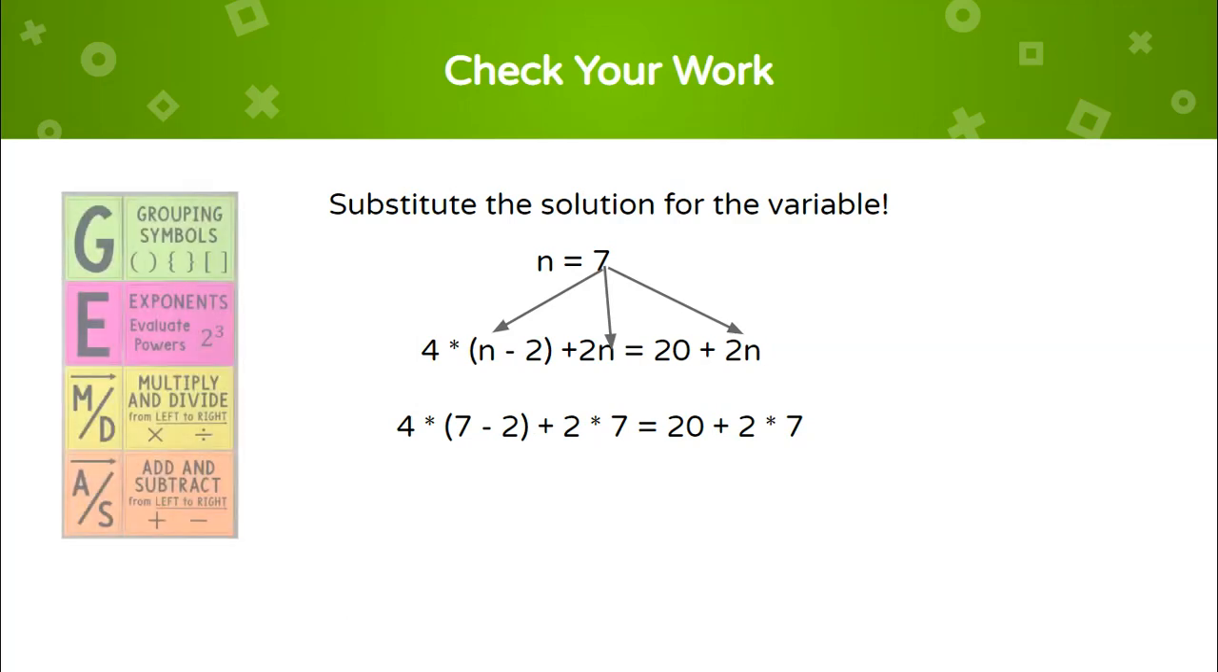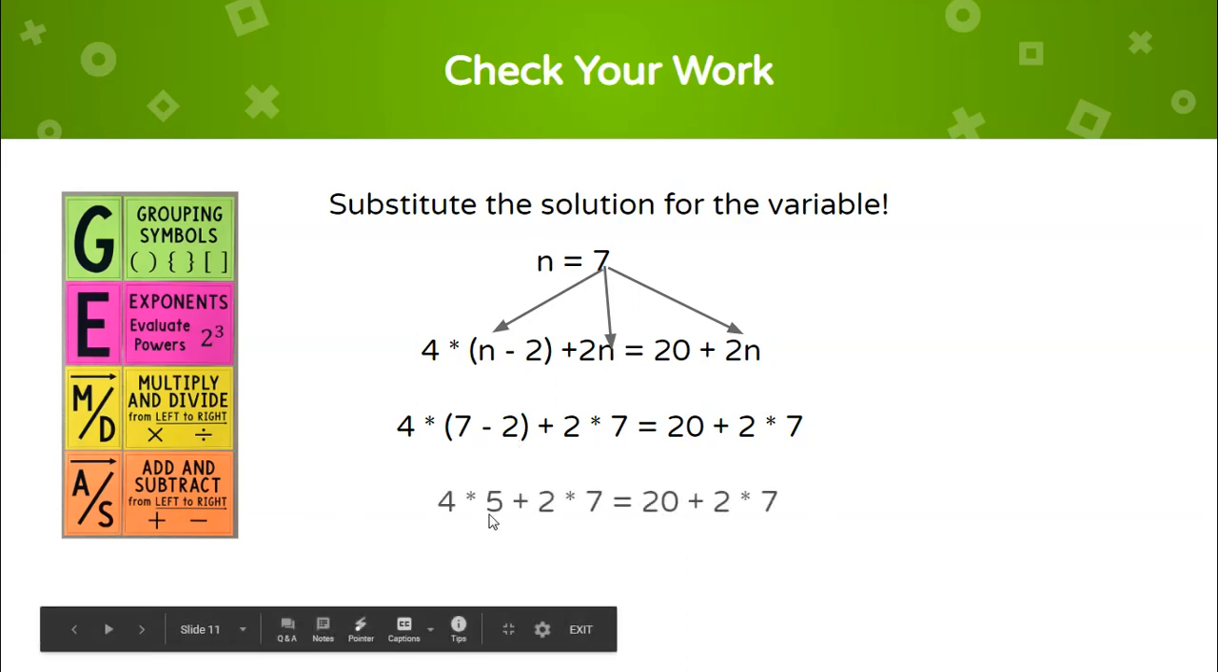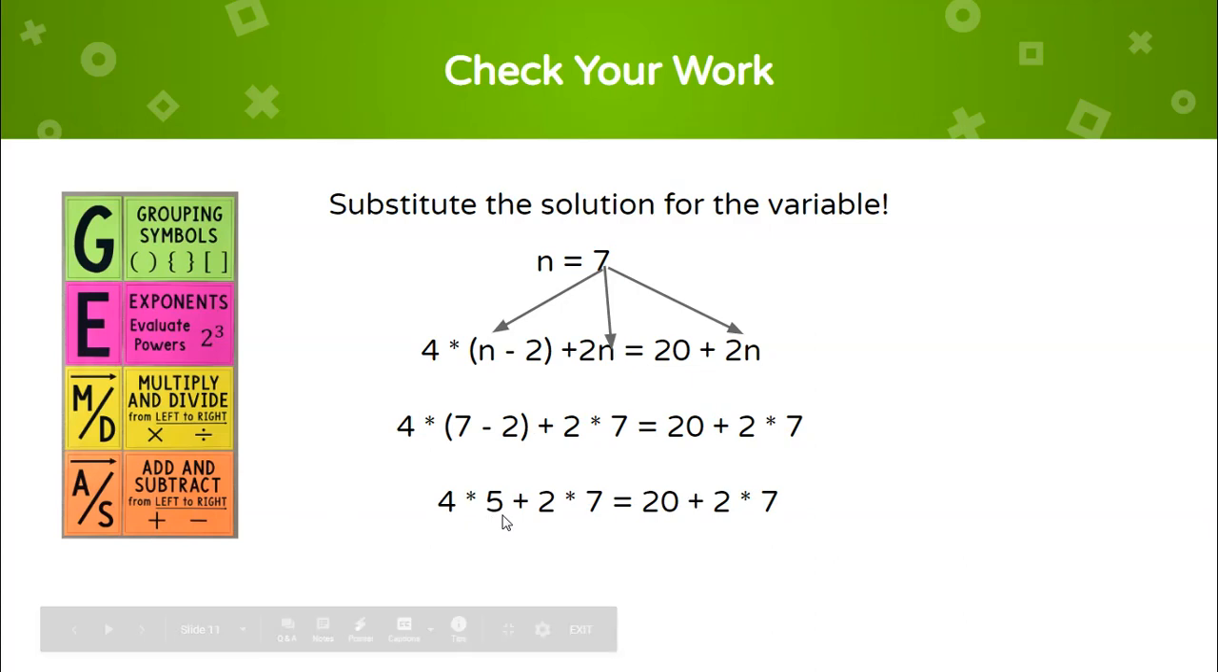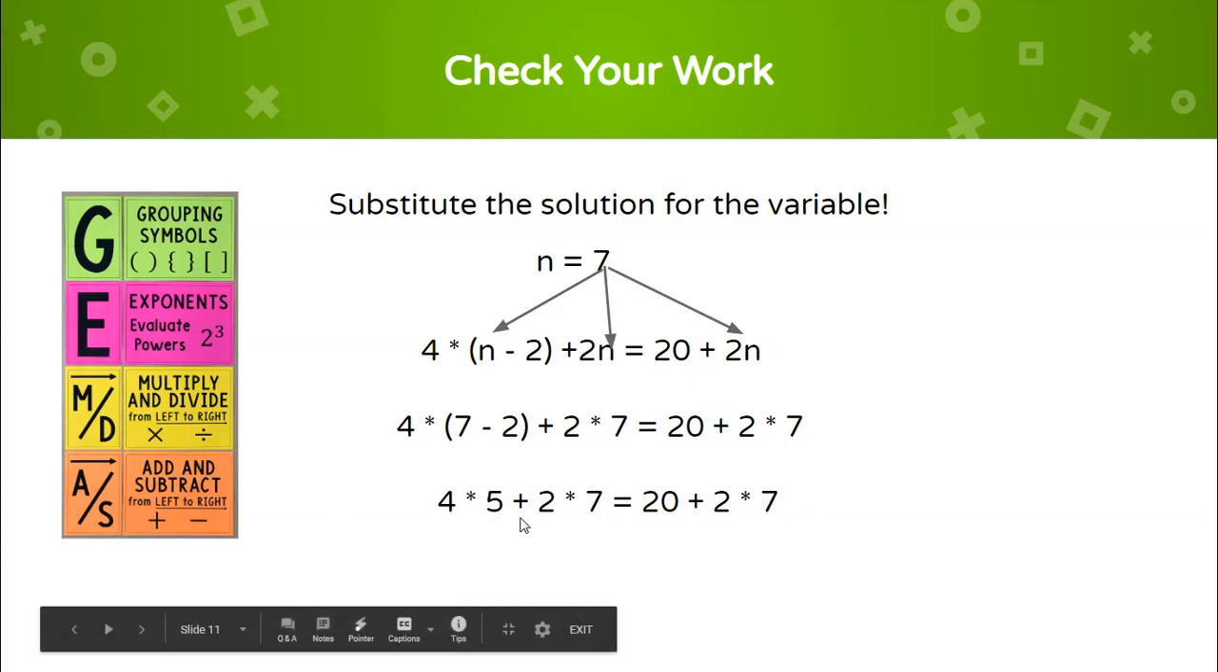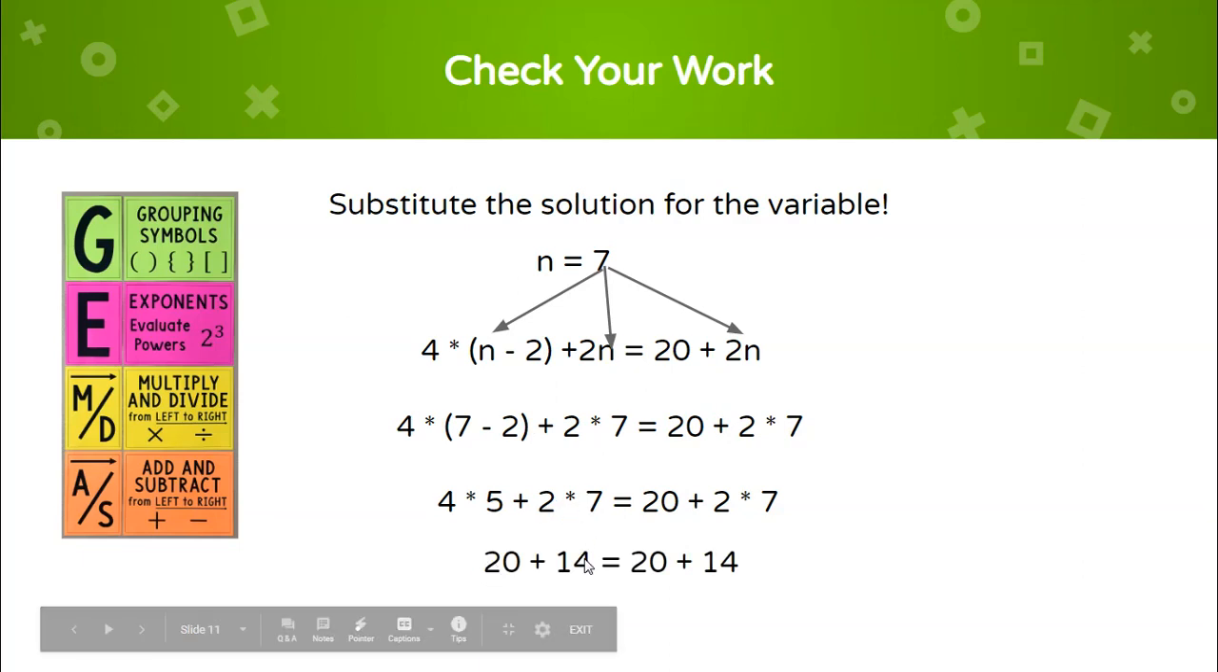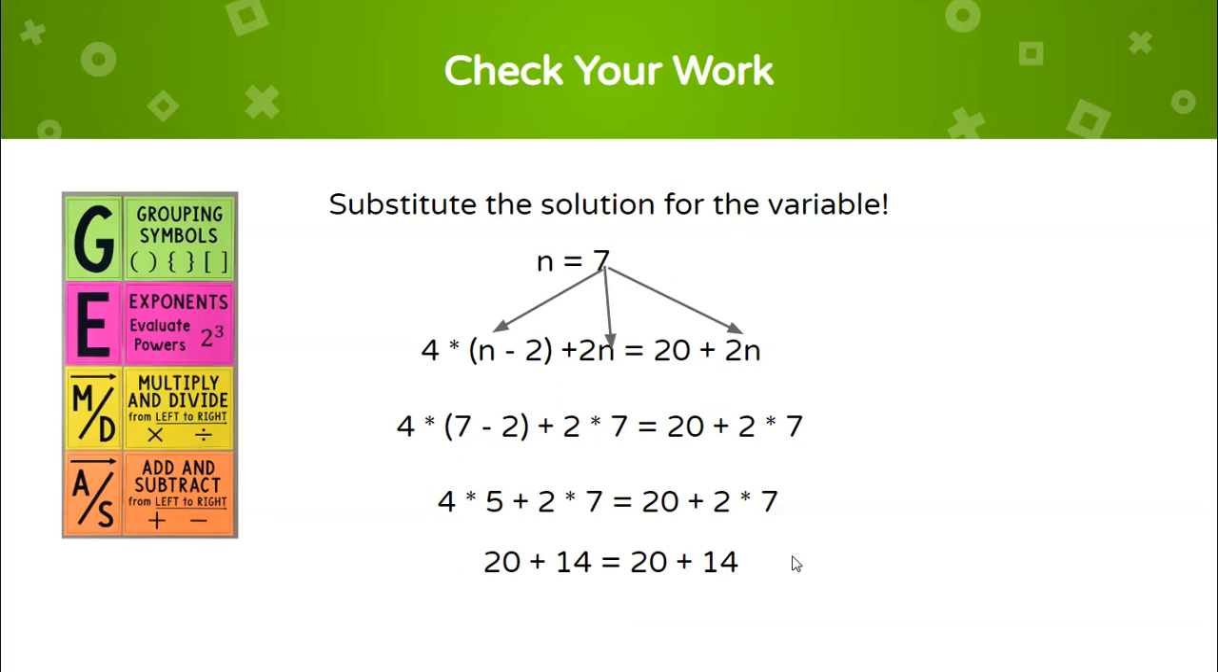Oh boy, don't forget your order of operations, your GEMDAS. That says we have to do grouping symbols first. So the first thing we will do is 7 minus 2, which gives us 5. Then we don't have any exponents, so we're going to multiply. 4 times 5 is 20. 2 times 7 is 14. 2 times 7 is 14. And so we're left with 20 plus 14 equals 20 plus 14. And each side equals 34. If both sides are equal, we know we're correct.